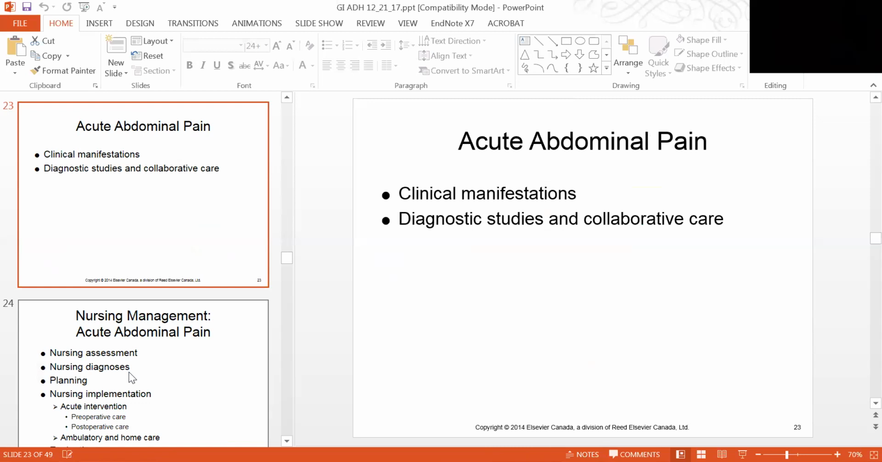And also, associated, alleviating, and aggravating: what makes it worse? Well, when I lie on my right side, it's worse. So really looking at and doing a thorough assessment.